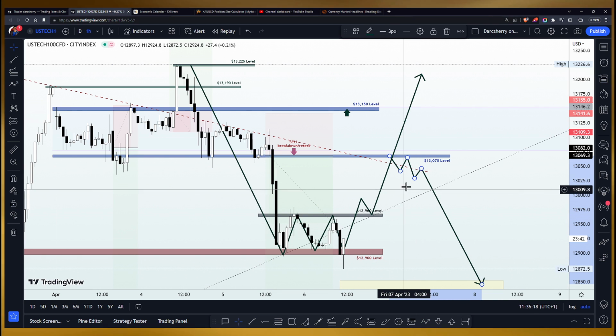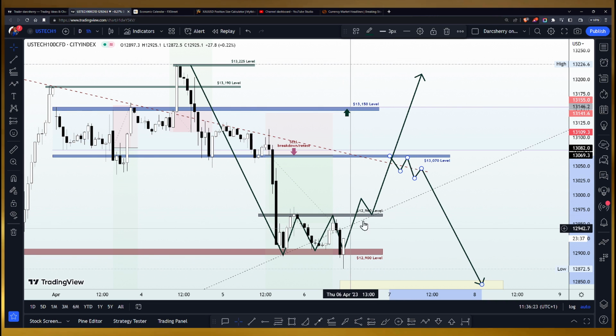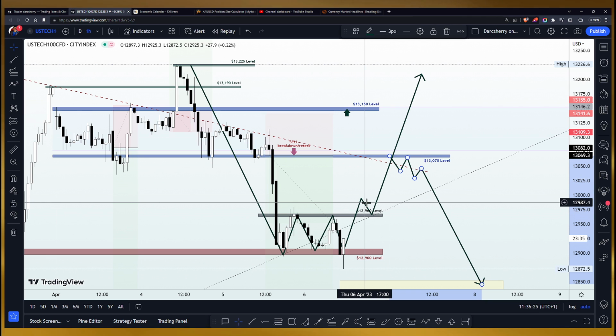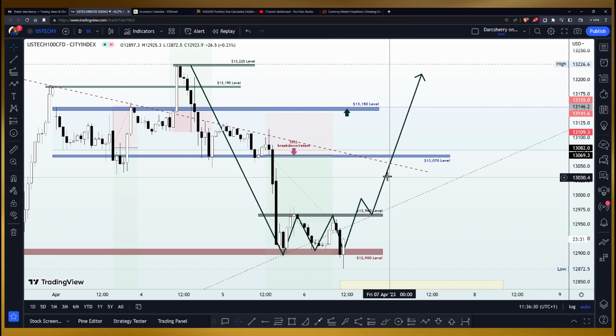So let's keep this in mind while we join that counter trend opportunity if price action breaks out of the 12,960 level. So that is my view here on the US tech for today.